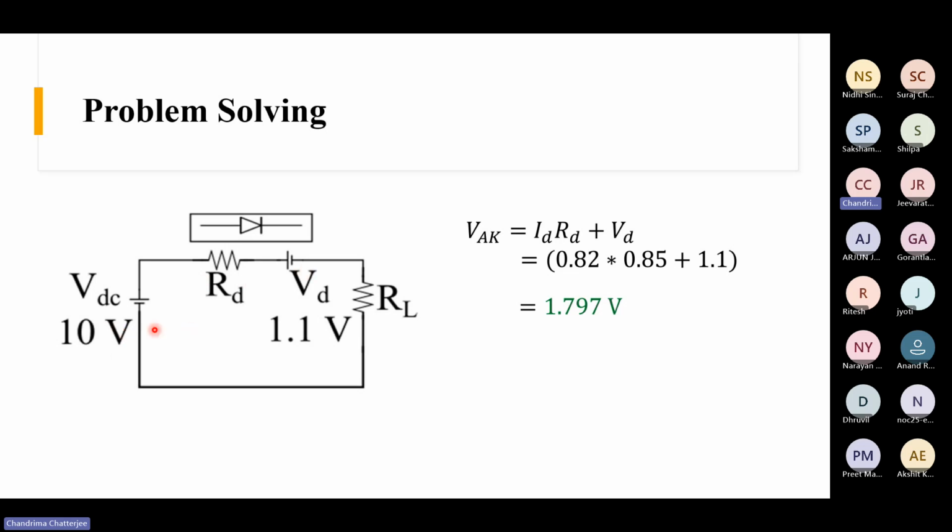So this is 10 volt and this is 1.1 volt. Now the voltage is sufficiently high compared to this threshold voltage. Now the diode is turned on and it conducts current. So that's why the drop will be this voltage, along with the drop across this resistance, because now the diode is conducting current and there is some drop across this resistance as well. So this will be the total drop.